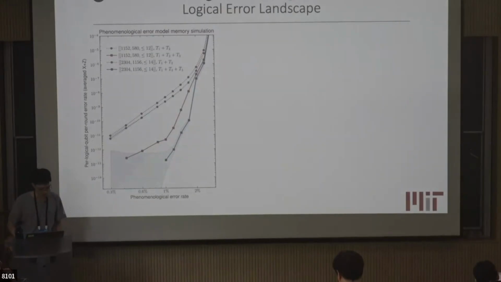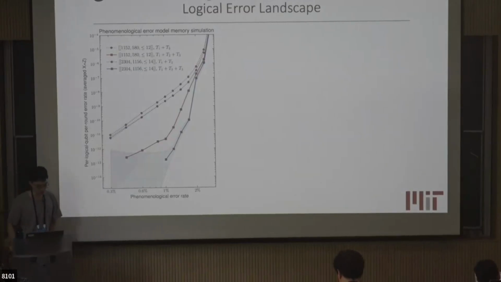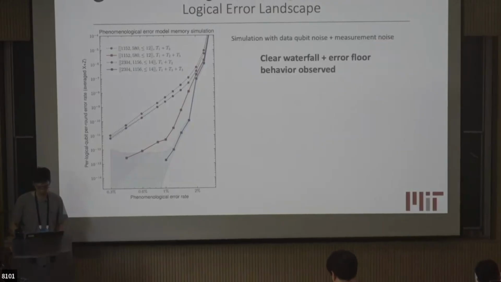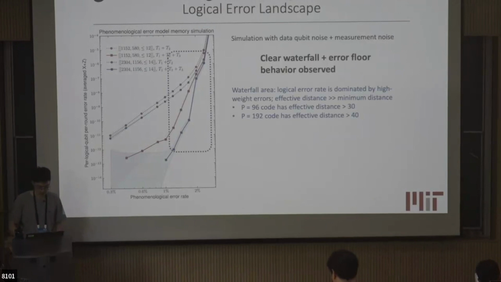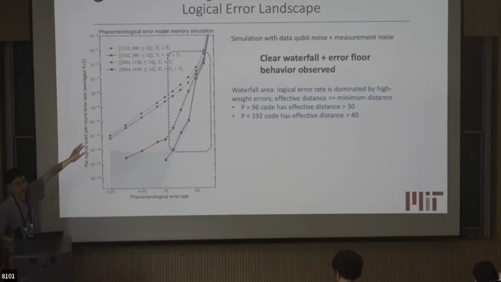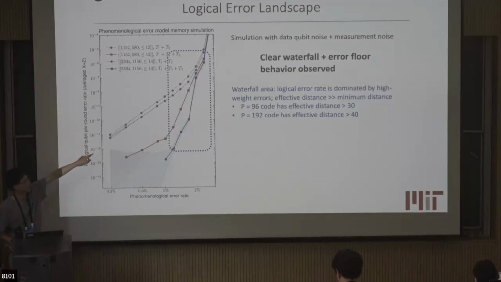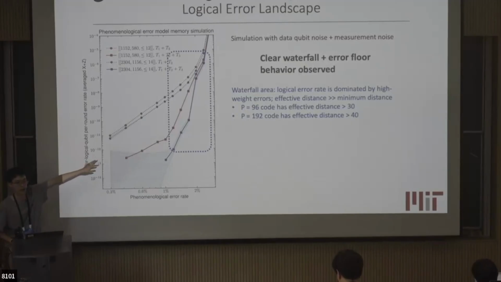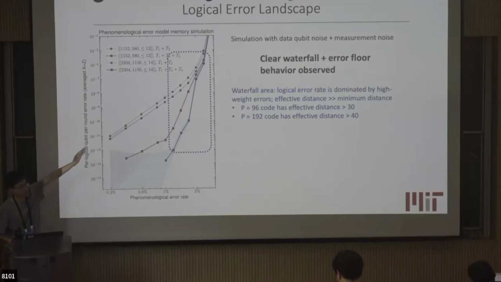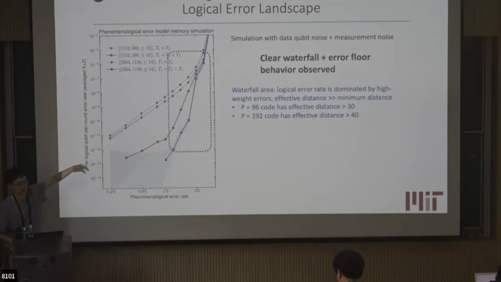Okay. So we can also look at the logical error landscape, and in this case, we decided to use a phenomenological error model instead. So we simulate with data qubit noise and measurement noise. And you see this very clear characteristic behavior of a waterfall and an error floor. The top two curves are only up to relay, and the bottom two curves are the combined decoder. Here we are counting failures in the earlier stage as a logical failure.